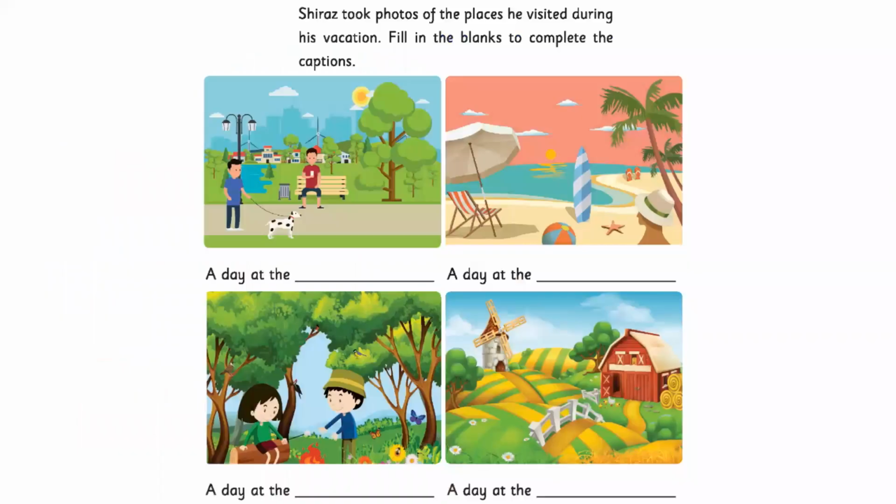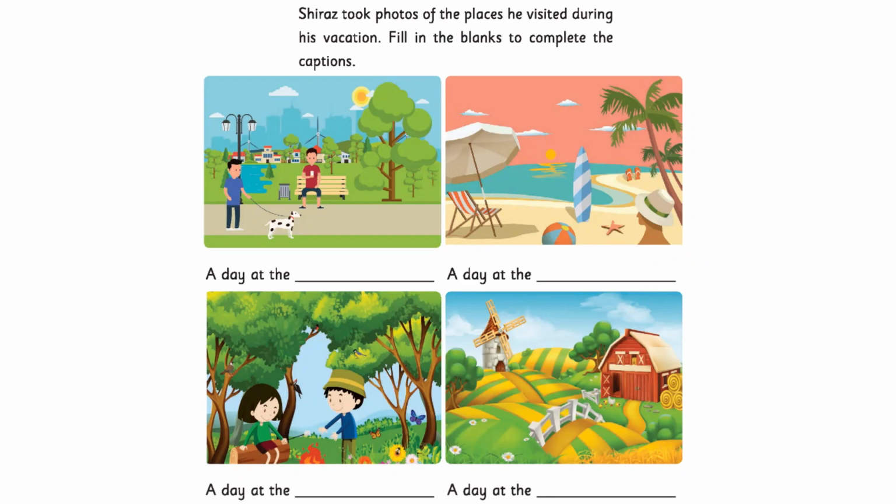Before entering into the session, let's do the activity. In this activity, Shiraz visited some places during his vacation and he took some photos of those places. What we are going to do now is fill in the blanks to complete the caption. We have to identify the place and write the names in the blanks.